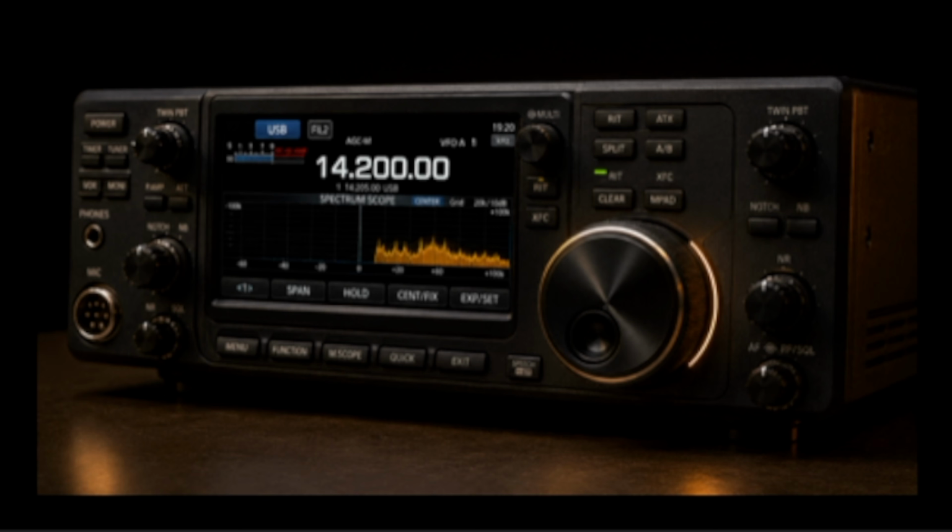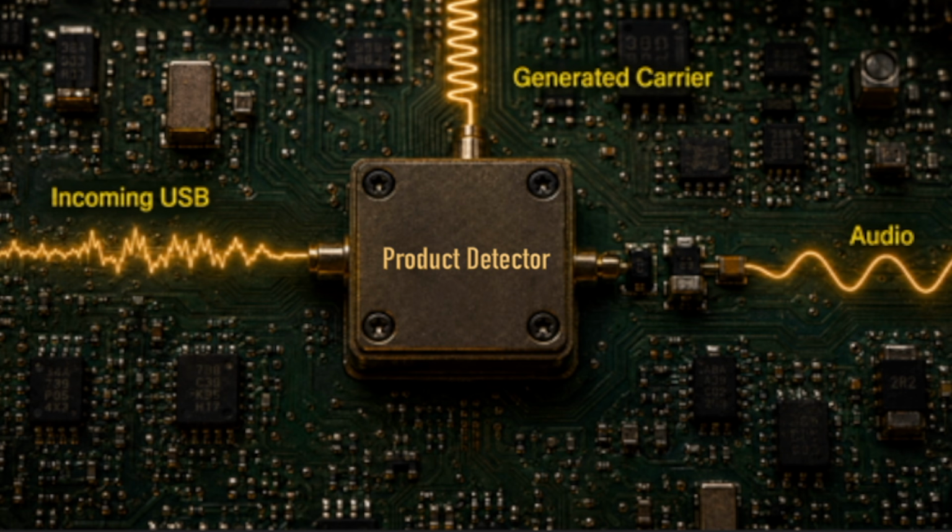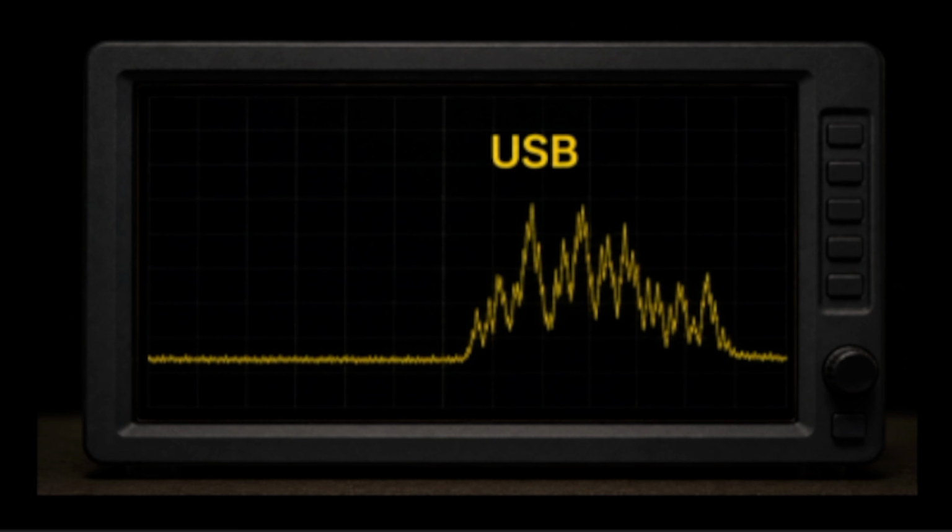So let's go back to the question we asked at the beginning. If the transmitter removed the carrier, how did the receiver put it back? The answer is the receiver generated a brand new carrier of its own. That locally generated carrier combined with the incoming sideband, allowing the product detector to recover the original audio. And that's why single sideband works even though the carrier was never transmitted.